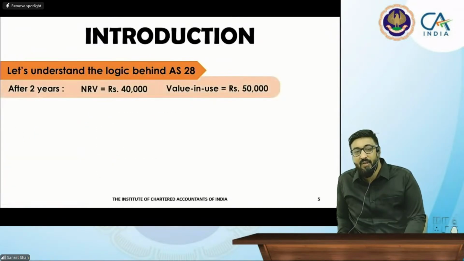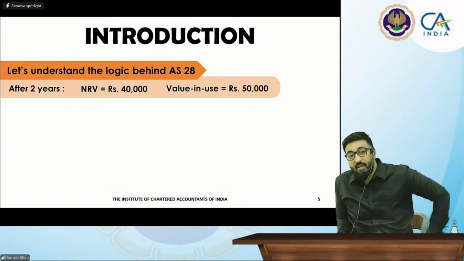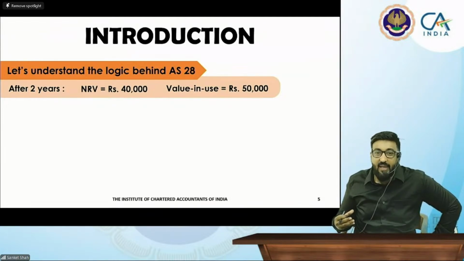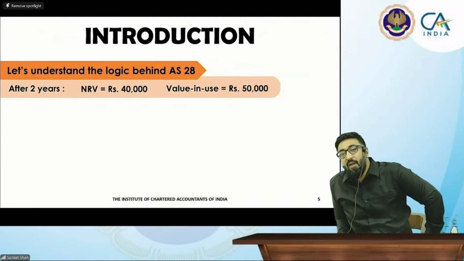Now this 20,000, after 4 years, after 2 years. If I'm going to sell it in the market, what is the value I'm going to get? 40,000. And if I'm using that asset, and if I generate cash inflows out of this, and if I take the present value, so what will be the value? 50,000.